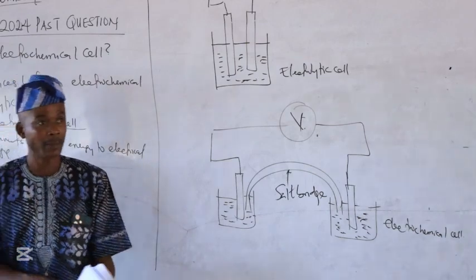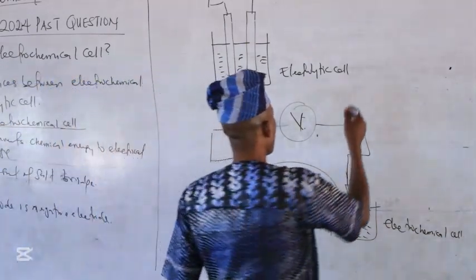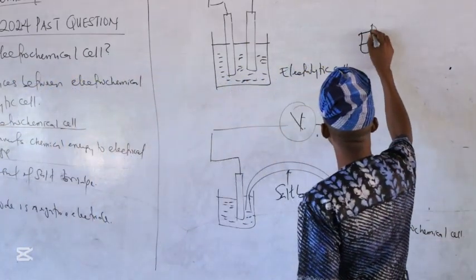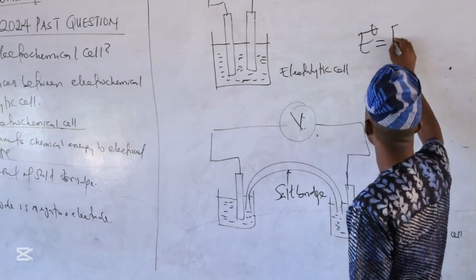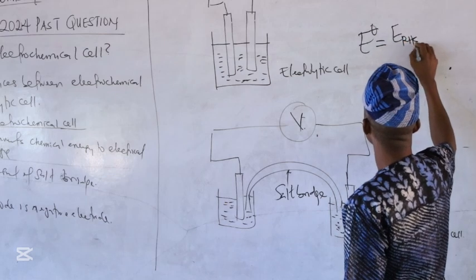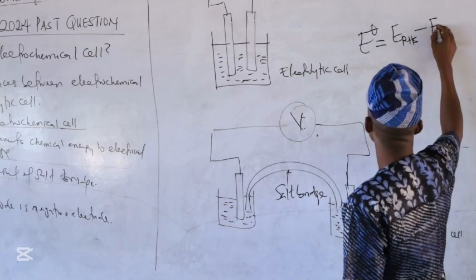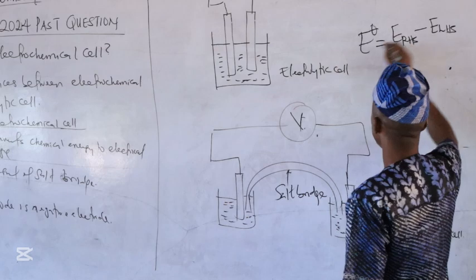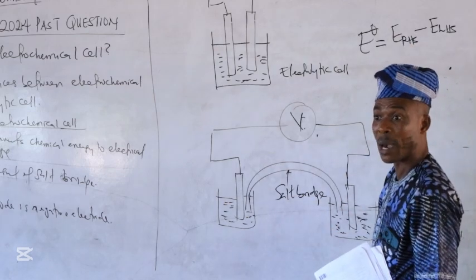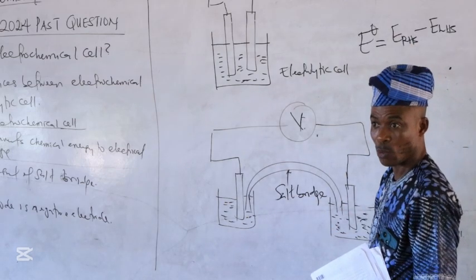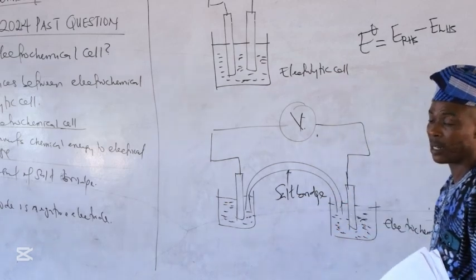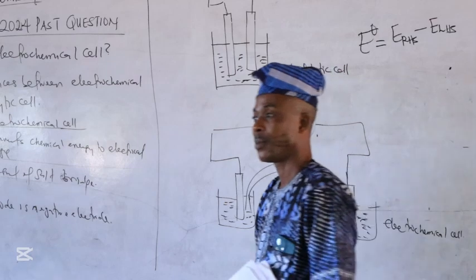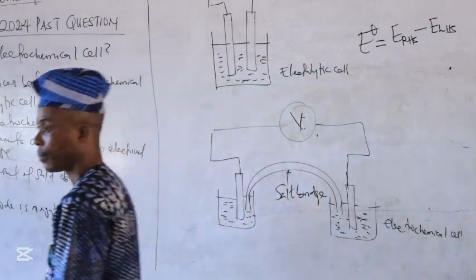You know, in an electrochemical cell, they want to know the standard electric potential that is produced. That will be the electric potential of the right hand side minus the electric potential of the left hand side. But it can be cathode minus anode, because you usually have your cathode at the right and the anode at the left. Is that okay?